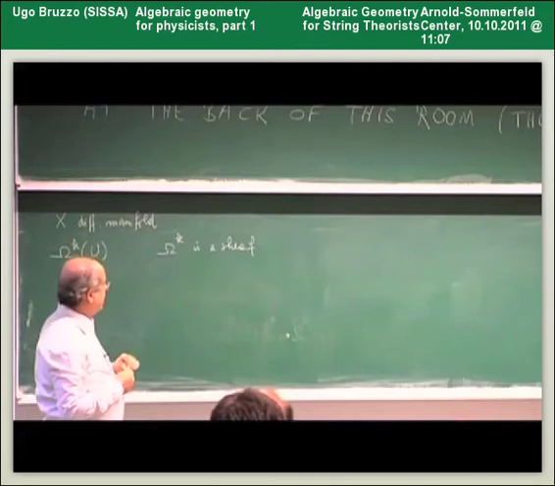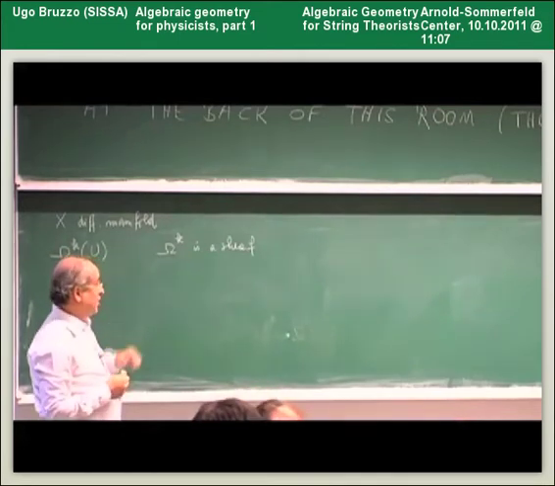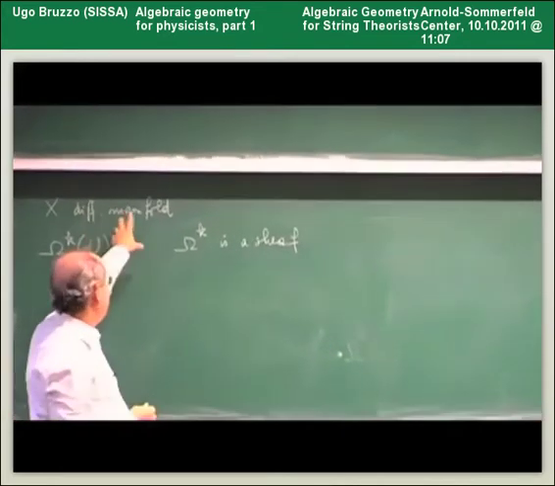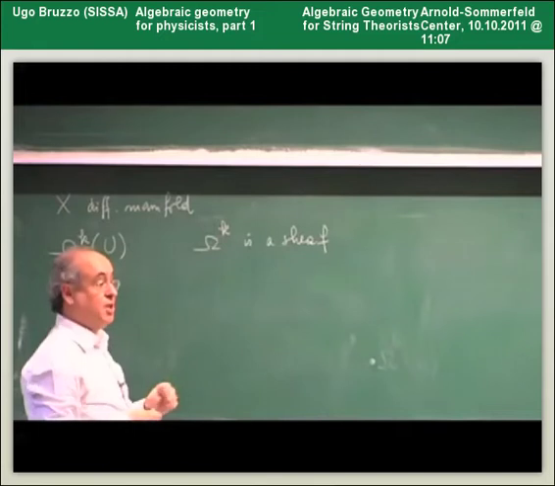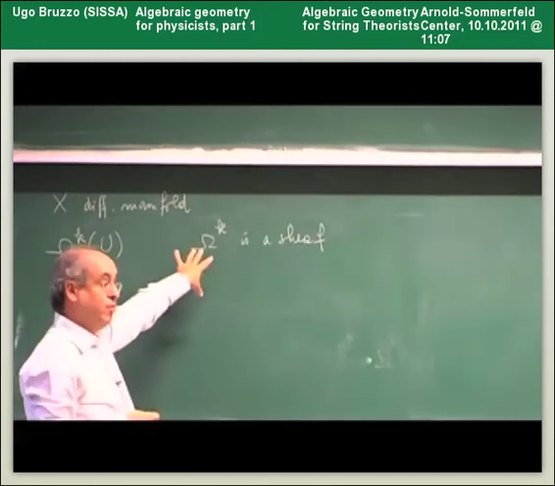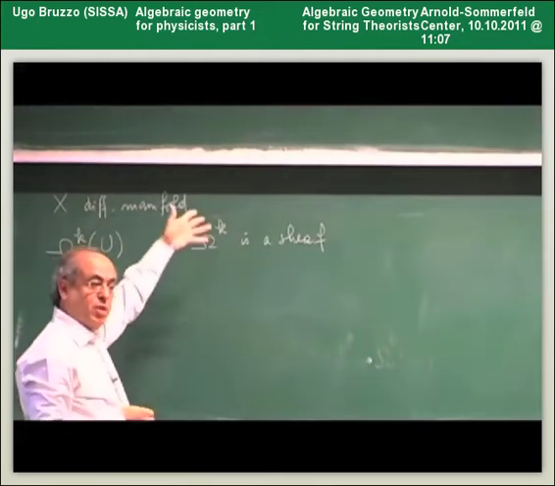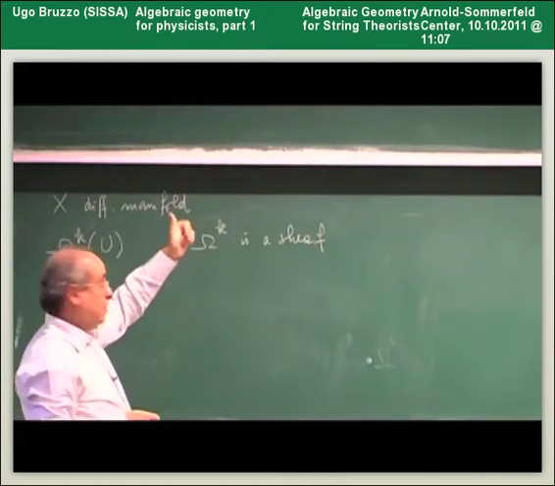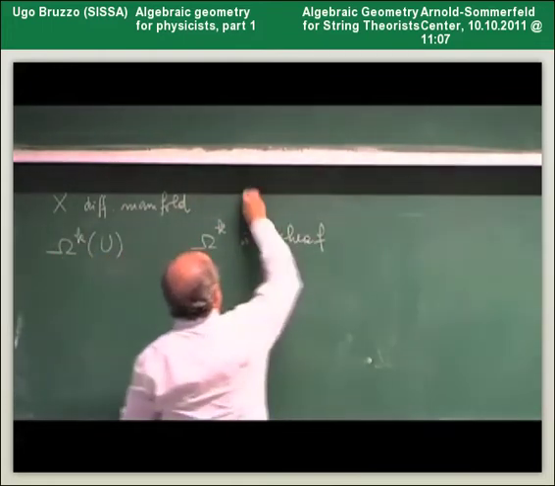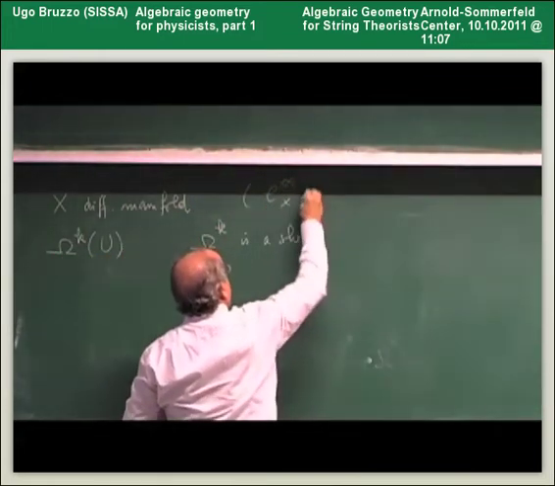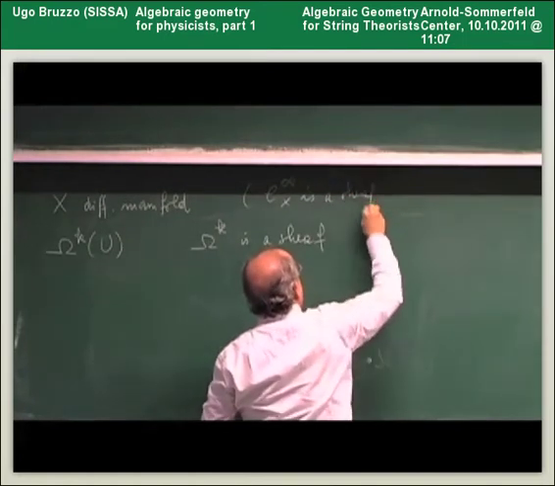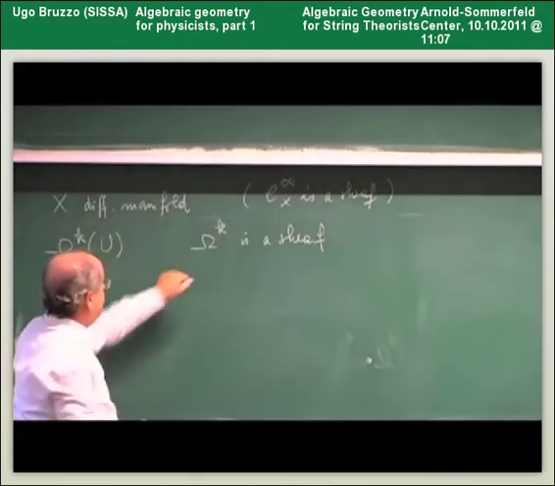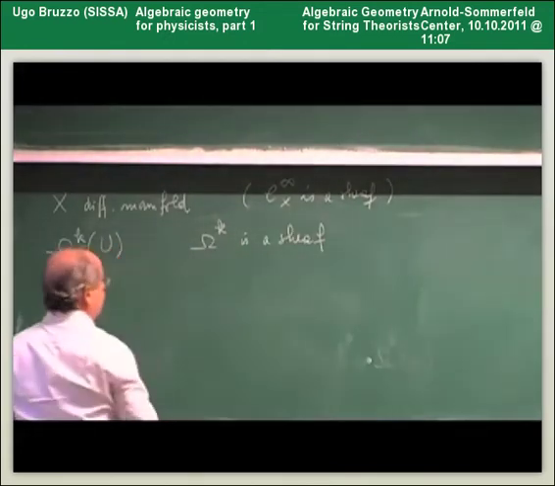By the way, the fact that this satisfies the sheaf axioms basically follows from the fact that you may use local coordinates on a differentiable manifold, and then a differential form is at least locally given by a bunch of C-infinity functions. Of course I'm assuming that we already know that C-infinity functions are a sheaf. So on X we have a first example: the C-infinity functions, the differentiable functions, make up a sheaf. And I say that also the differential forms make up a sheaf.